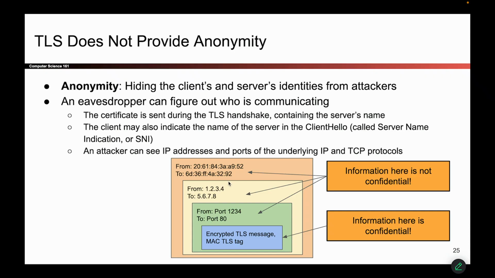So when this message is sent across the internet, there are all these unencrypted headers, and an attacker could read these headers to learn your identity, like your IP address, and also the identity of who you're talking to, because they can read your destination IP address. So TLS secures your message, but it doesn't protect against attackers trying to learn your identity or the server's identity.